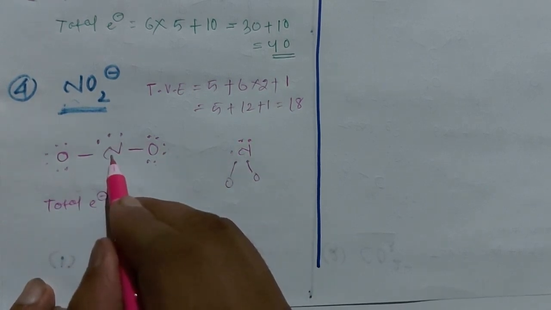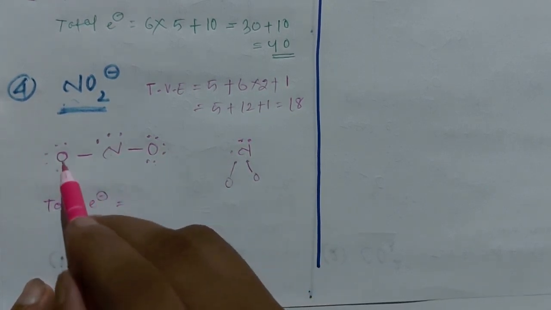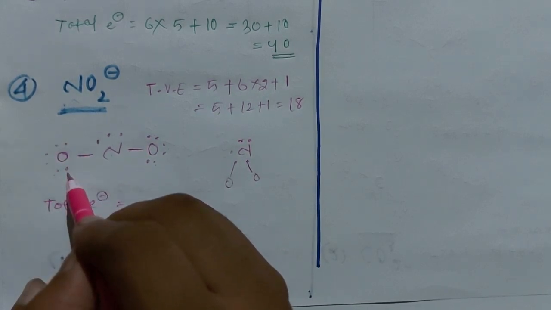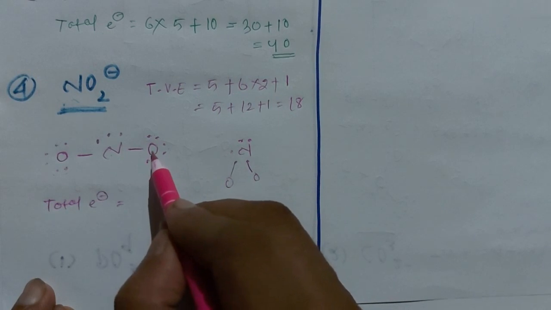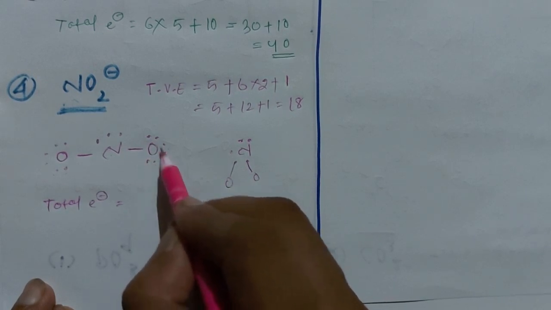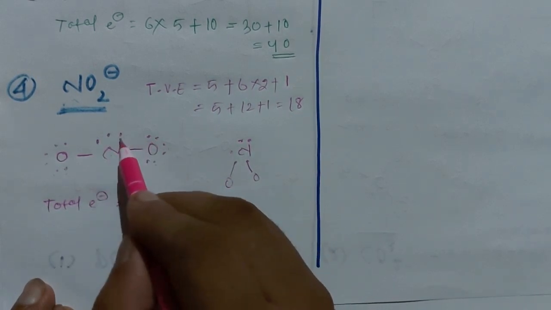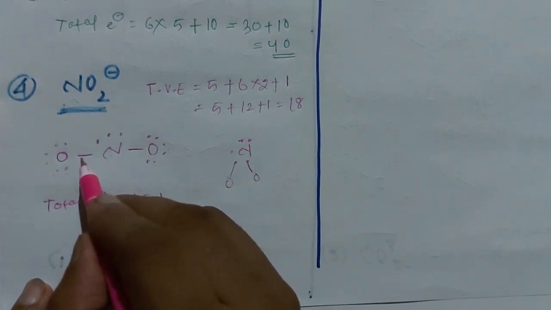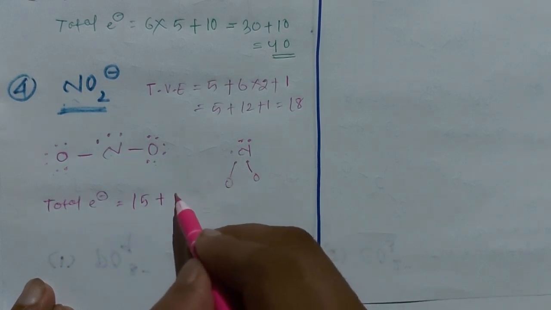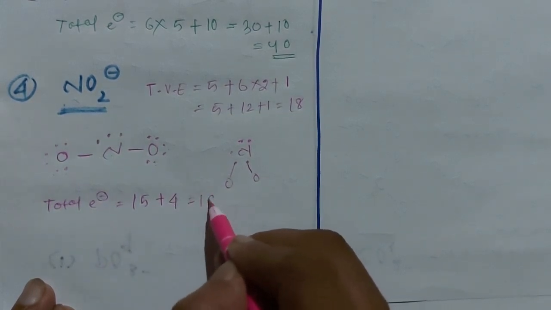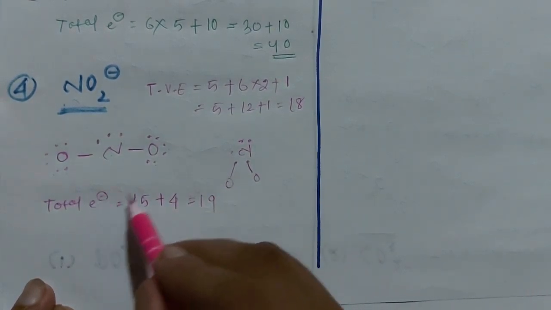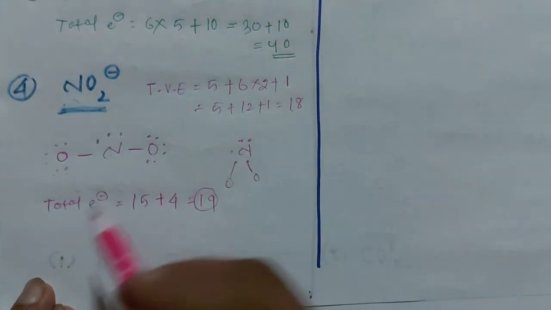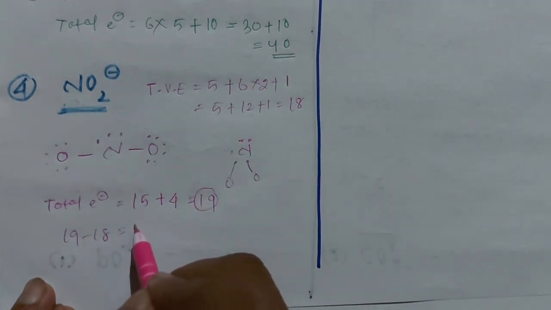So nitrogen, this oxygen has 1, 2, 3, 4, 5, 6 non-bonded electrons. This oxygen also has 6 non-bonded electrons. So 6 plus 6 is 12, and here 3 non-bonded electrons makes 15, plus how many bonded electrons? That is 1, 2, 3, 4. So the total is 19. Okay. So the total electrons is 19, and the total valence electrons is 18. So 19 minus 18 gives 1.